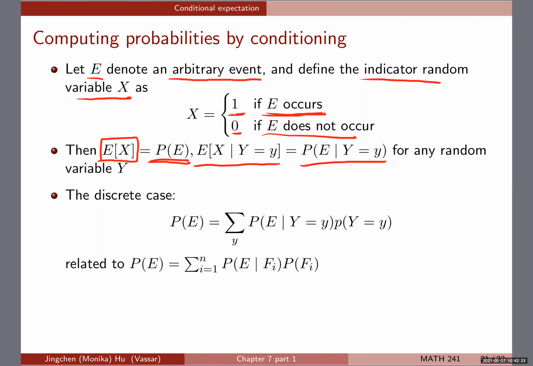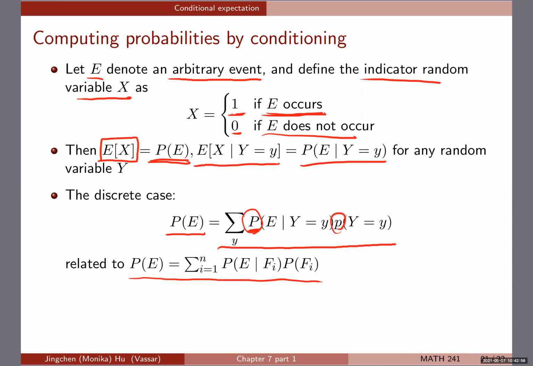This is related to what we talked about in the past, thinking about this indicator random variable, going from expectation to probability. In the discrete case, you can compute the marginal probability by doing exactly what we did before. Now instead of expectation, we have probability, times the marginal of Y. We sum over Y, so we are able to get rid of Y altogether and get the marginal probability of E. This is related to the law of total probability, just like what we did before.